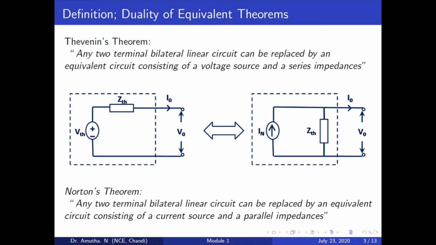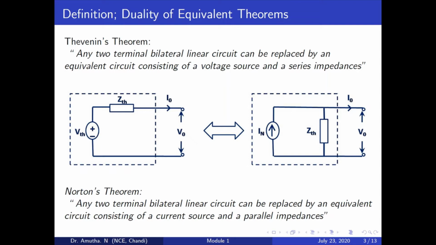Thevenin's theorem: any two-terminal bilateral linear circuit can be replaced by an equivalent circuit consisting of a voltage source and a series impedance. Norton's theorem says that any two-terminal bilateral linear circuit can be replaced by an equivalent circuit consisting of a current source and a parallel impedance.